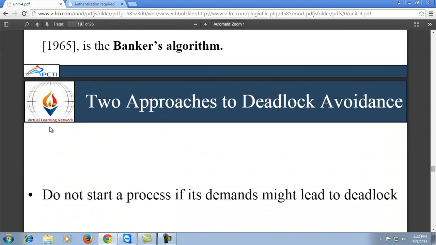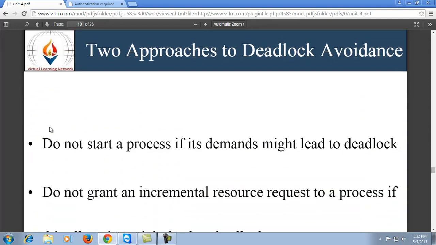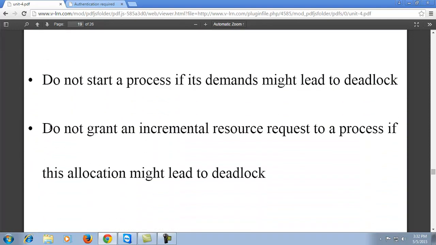Two approaches to deadlock avoidance. Do not start a process if its demands might lead to deadlock. And the next is do not grant an incremental resource request to a process if this allocation might lead to deadlock.